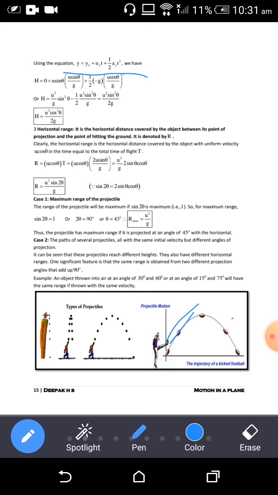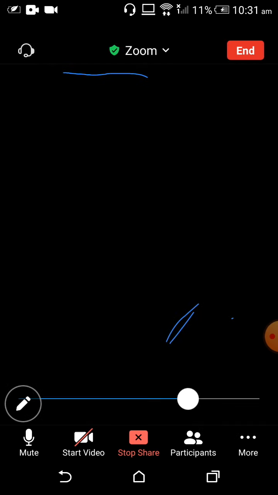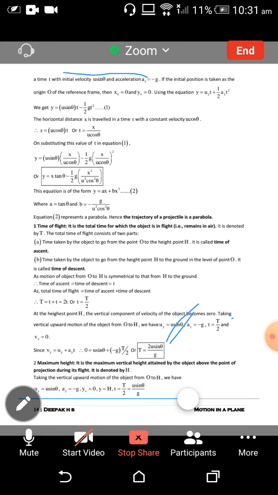Hence the value of capital H, that is the maximum height expression, comes out to be H equal to u square sine square theta divided by 2g. H is equal to u square sine square theta divided by 2g. So this is regarding the expression for maximum height. Just go through once. In case you have any doubts, you can ask.